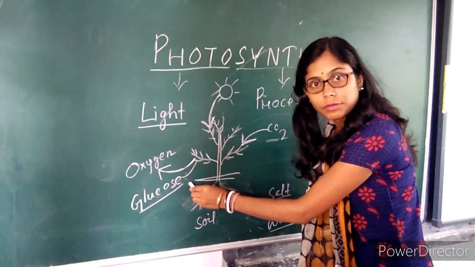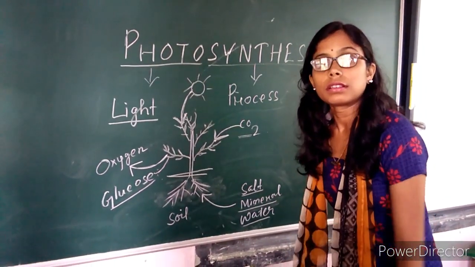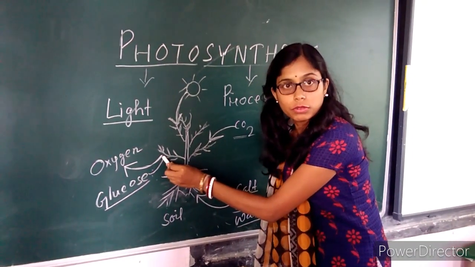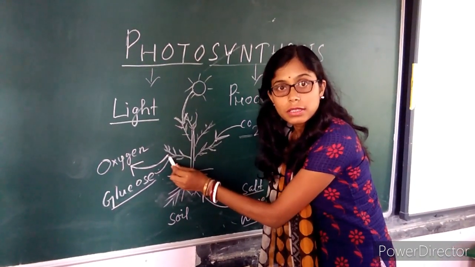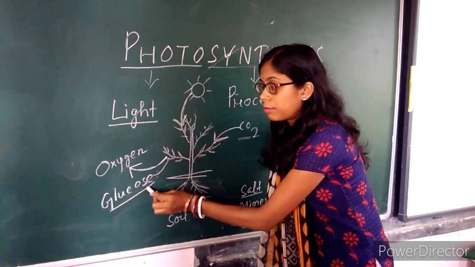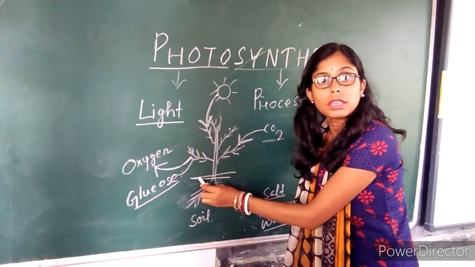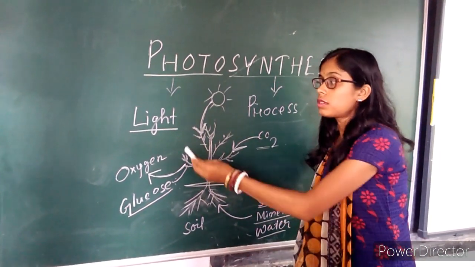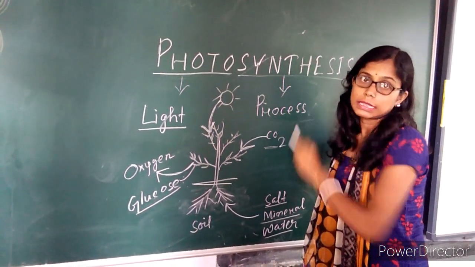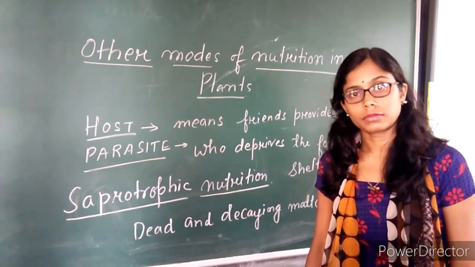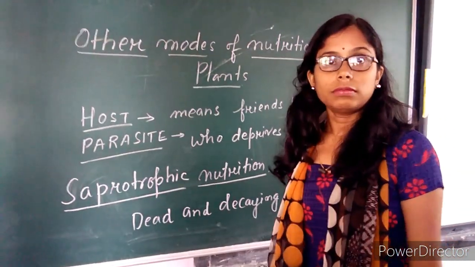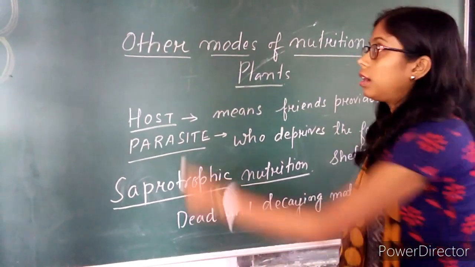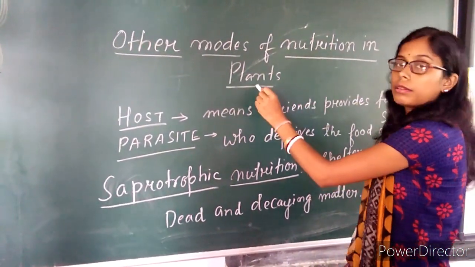for our life. Let us come again: when preparing food, the plant releases oxygen and prepares glucose that we take for our nutrition. This is the complete process. This is called photosynthesis. Now let us learn the other modes of nutrition in plants.